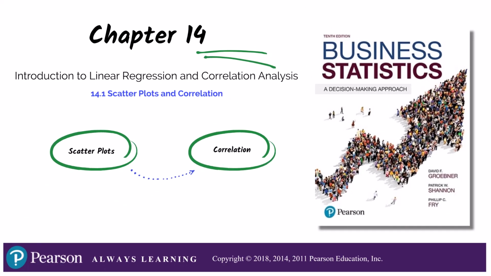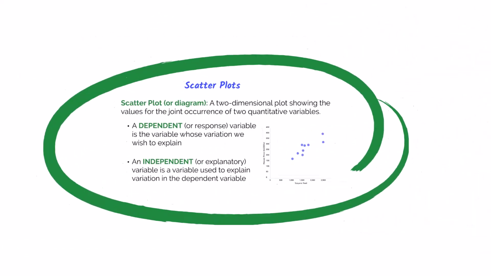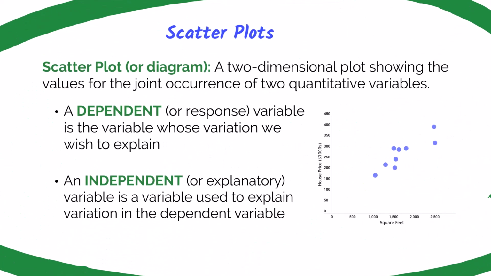If you recall way back in the chapter 2.3 video, we learned about scatter diagrams. Before we dive into the topic of correlation, let's revisit that topic now. Recall a scatter plot is a two-dimensional plot showing the values for the joint occurrence of two quantitative variables. We can graph these variables to see if there is a relationship.